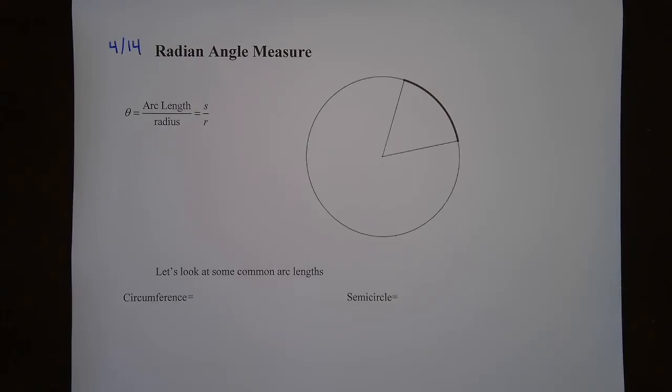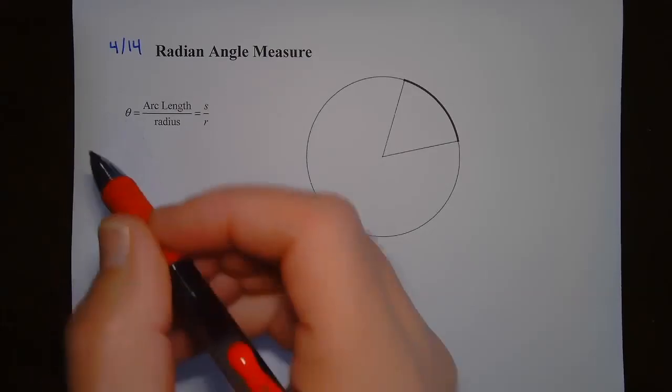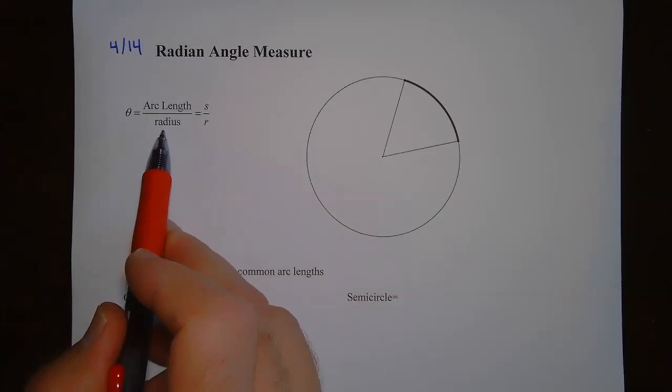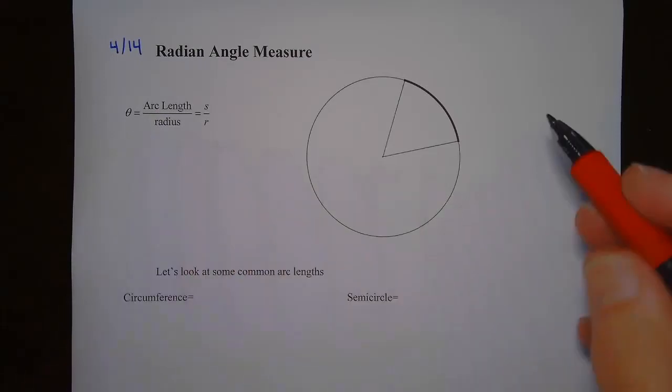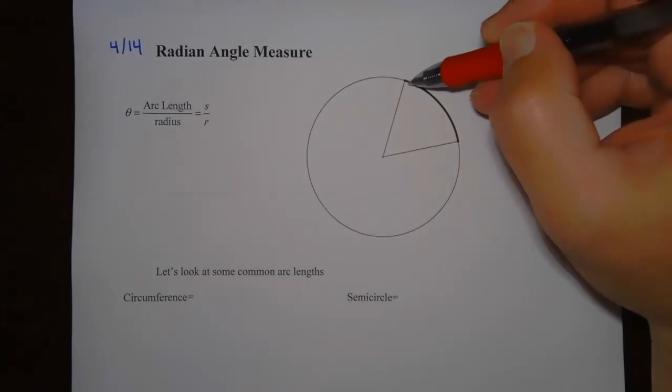What radian angle is, we're going to use this Greek letter, theta. Theta is the arc length divided by the radius. So what is arc length? Arc length is the distance around part of a circle.